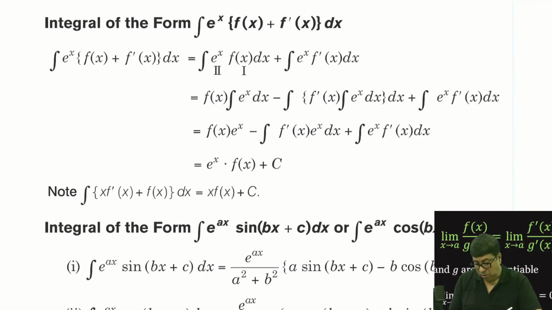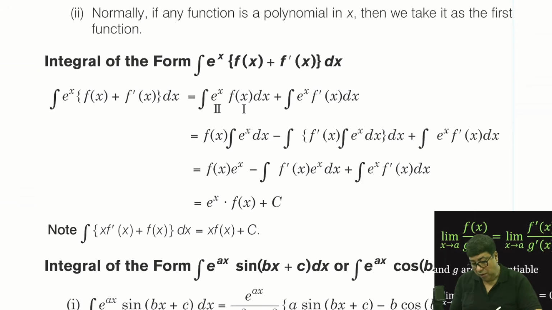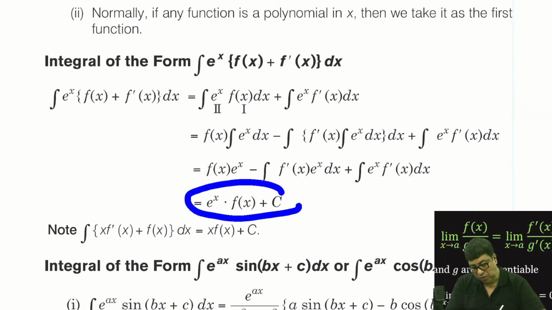Okay, so I am going to e to the power fx, and nowadays this question is coming regularly: e to the power x into fx plus f dash x. Why am I telling this very fast? Because you have very short time. Watch at 1.5 speed too, just revise this once. This is very important. So the integral of e to the power x into fx plus f dash x equals e to the power x into fx plus c.